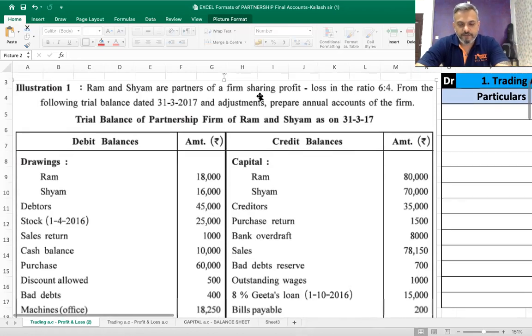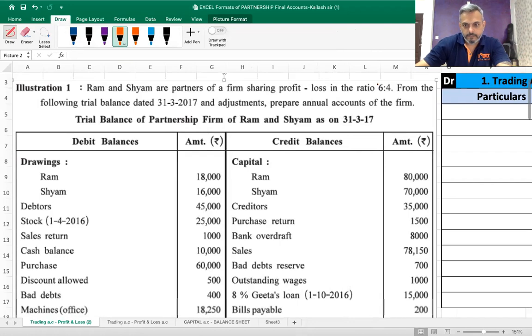Now Ram and Shyam are partners of a firm sharing profit and loss in the ratio of 6:4. 6:4 यानी 3:2. इसको underline कर लेना. It can also be taken as 3:2. From the following trial balance dated 31/3/2017 and adjustments, prepare annual accounts of the firm.